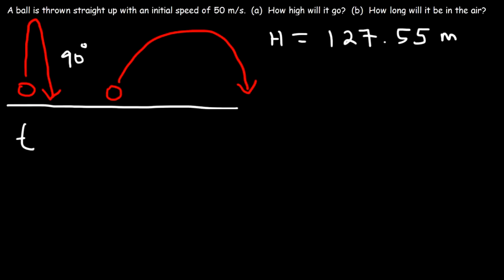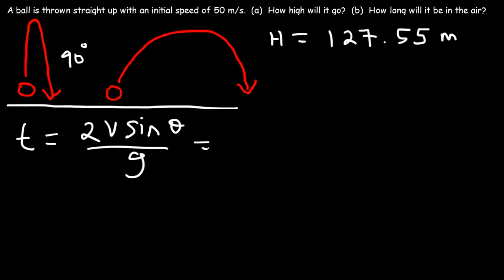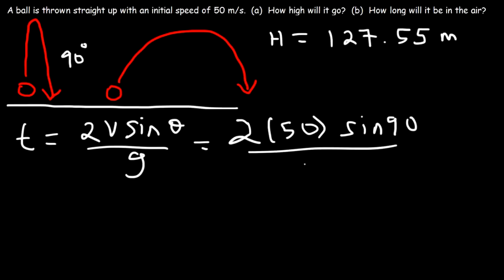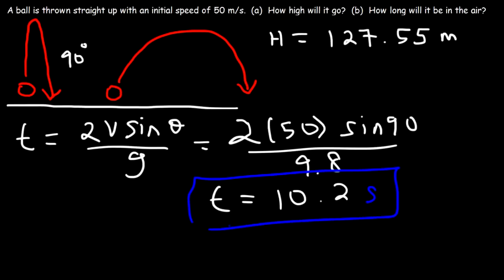Now, how long will the ball remain in the air? To get that answer, we can use this equation: 2v sine theta divided by g. So it's 2 times 50 and sine 90, which is 1, divided by 9.8. So basically, it's going to be 100 divided by 9.8. And so the time of flight is 10.2 seconds. And that is it for this problem.